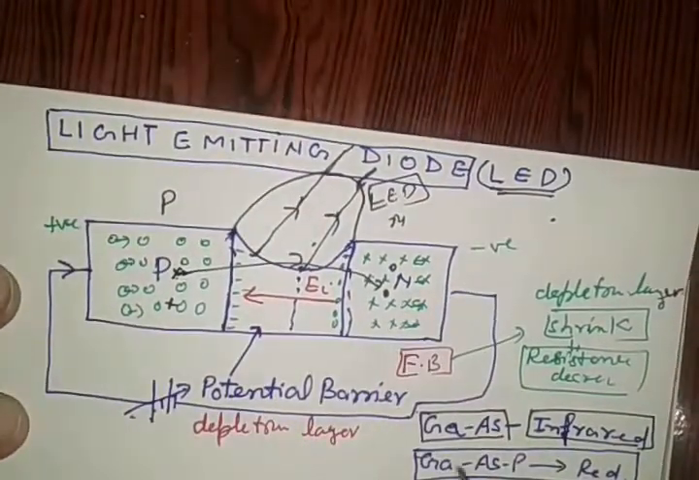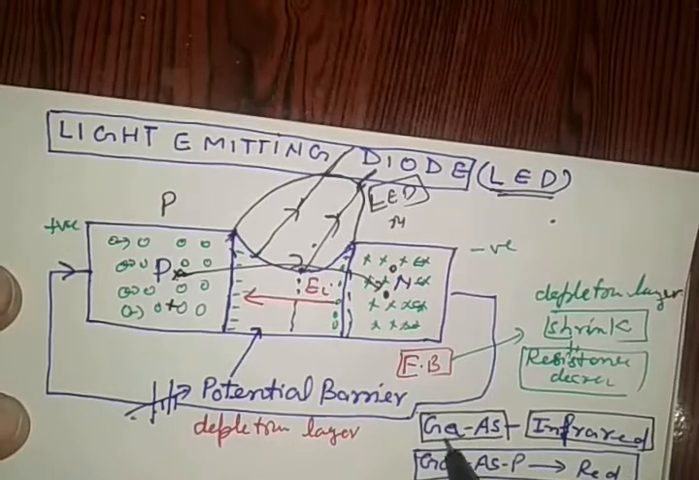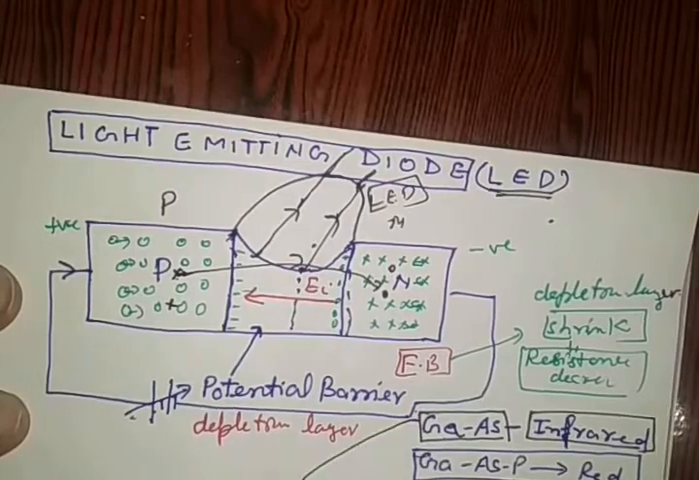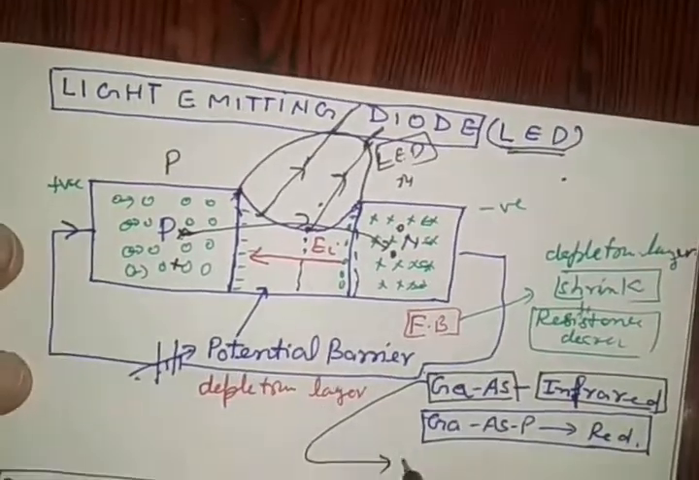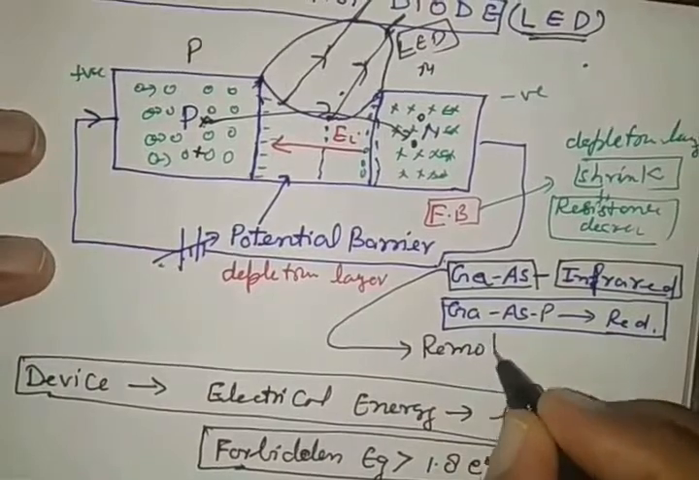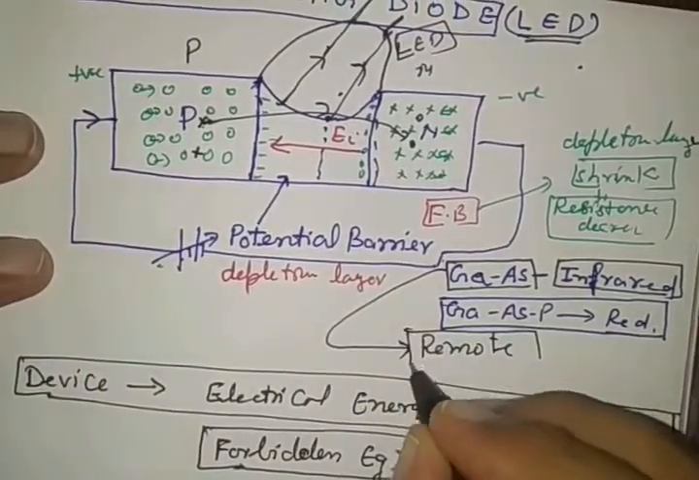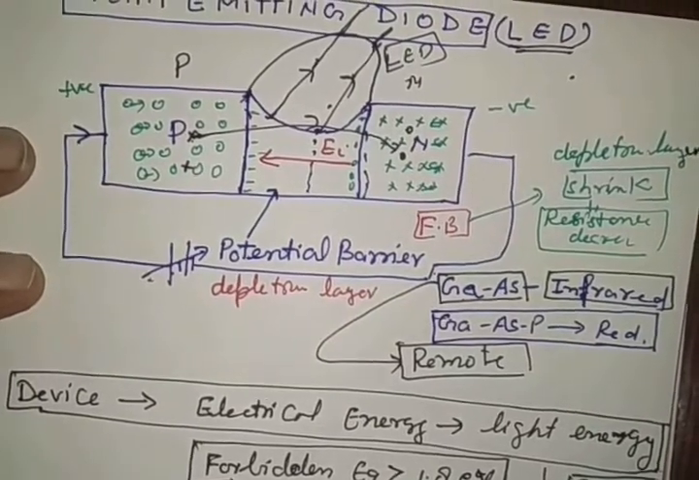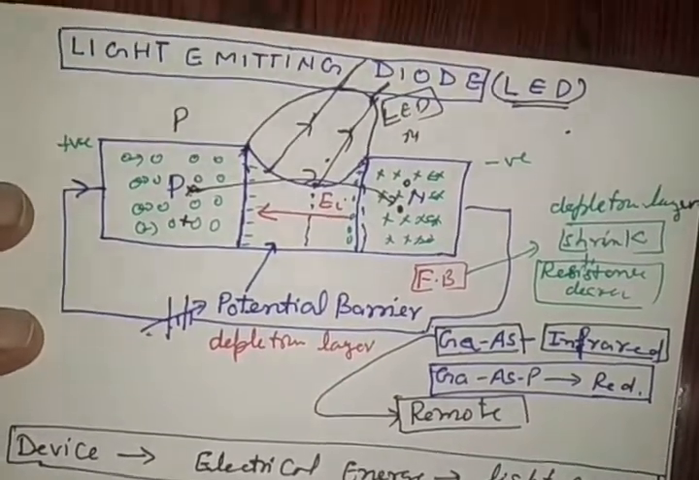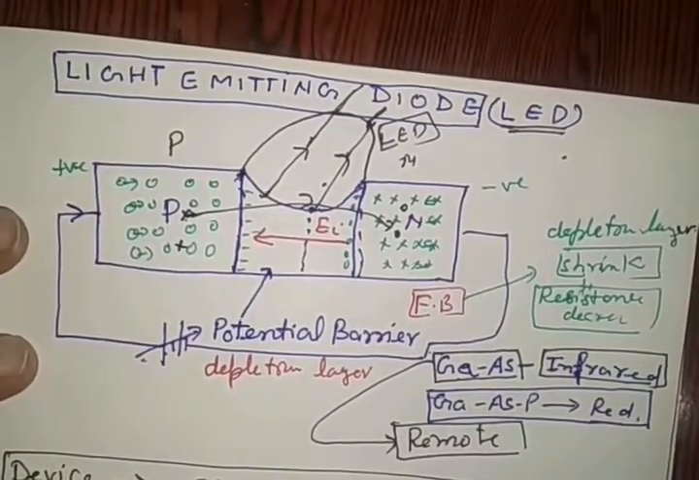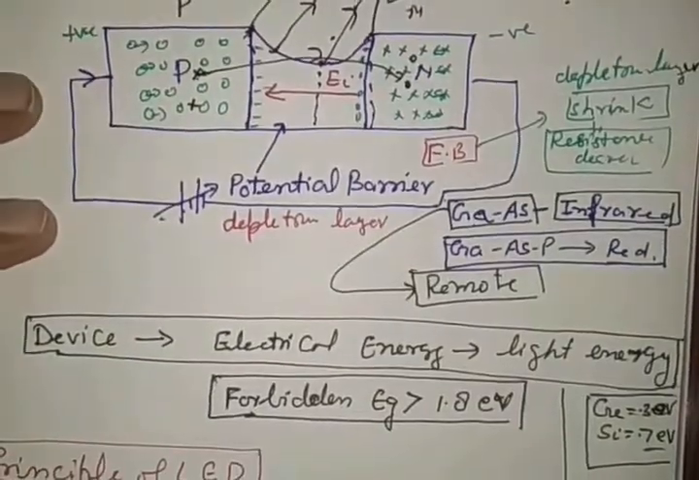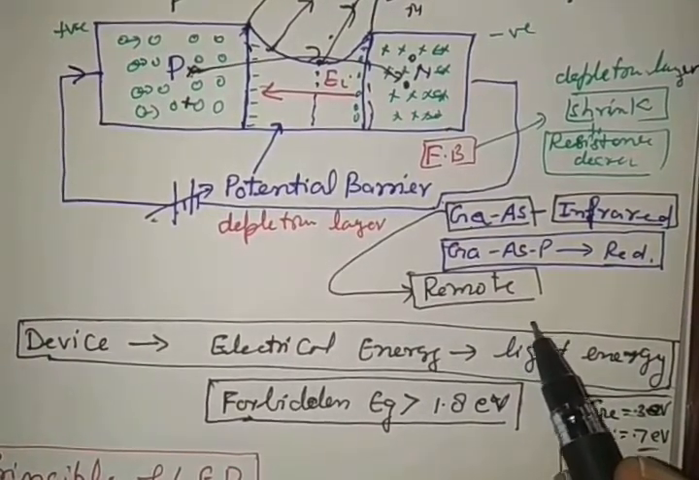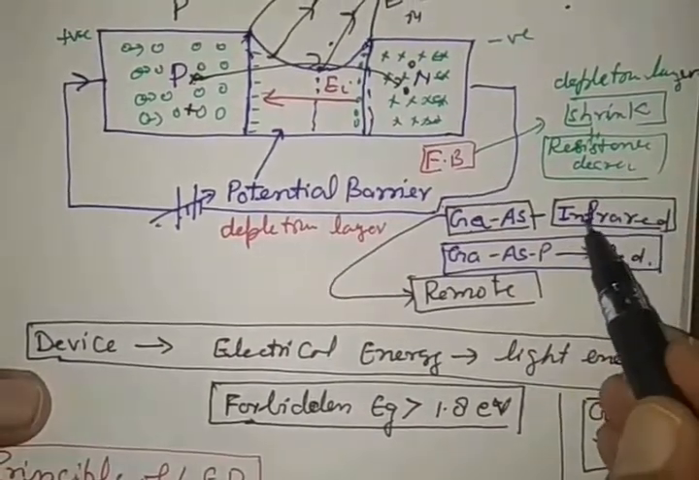When this PN junction is made of gallium arsenide, which emits infrared radiation, it is used to make remotes of electronic devices, such as a TV remote, computer remote, or remote bell, or any electronic item operated through remote sensing, in which we can't see the signal because they produce infrared radiation.